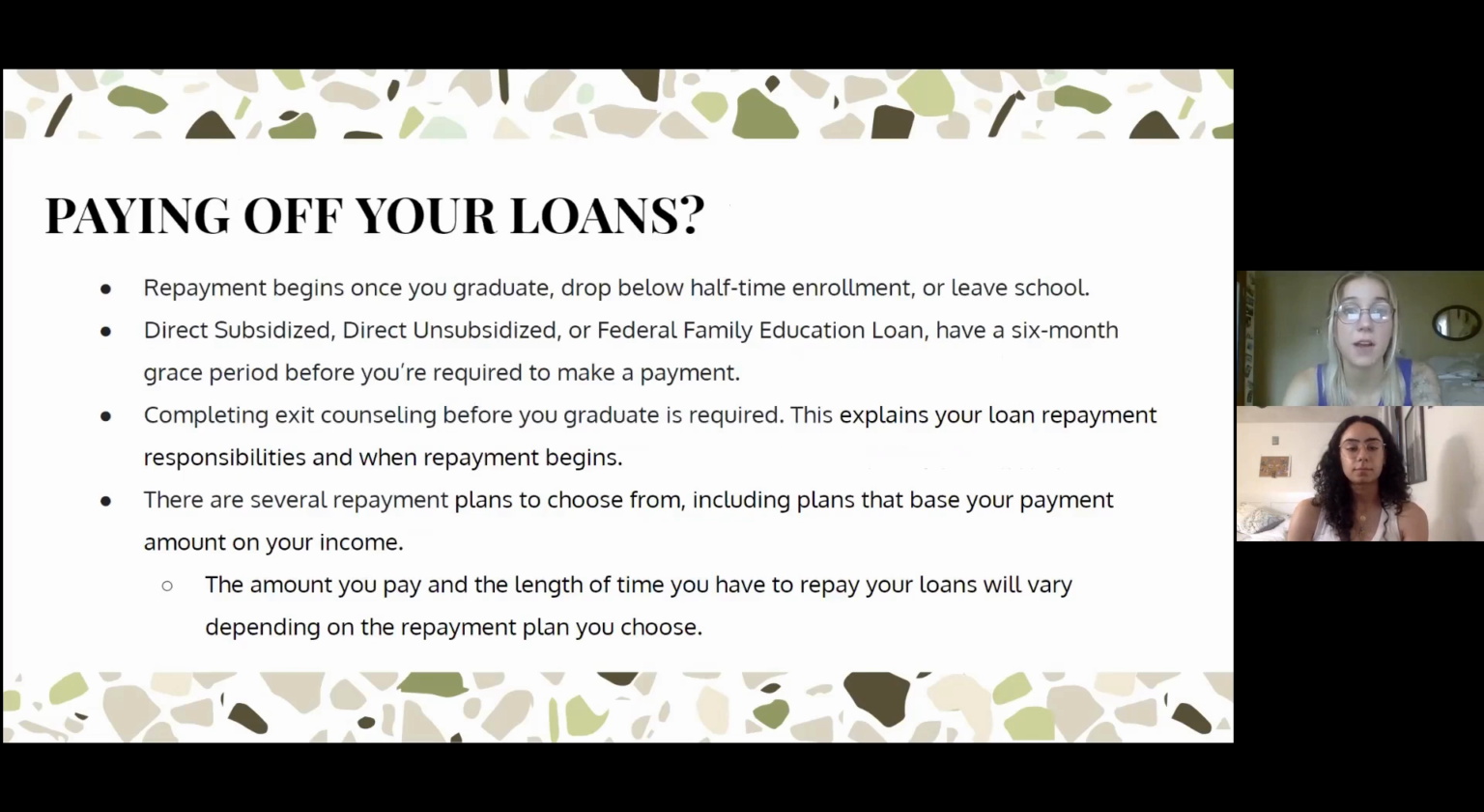All right, so paying off your loans. So repayment begins once you graduate, drop below half-time enrollment or if you leave school. Direct subsidized, direct unsubsidized, or federal family education loans have a 6-month grace period before you're required to make a payment. Completing the exit counseling form before you graduate is required. This explains your loan repayment responsibilities and when payment begins. There are several repayment plans to choose from, including plans that base your payment amount on your income. The amount you pay and the length of time that you have to repay your loans will vary depending on the repayment plan you choose.